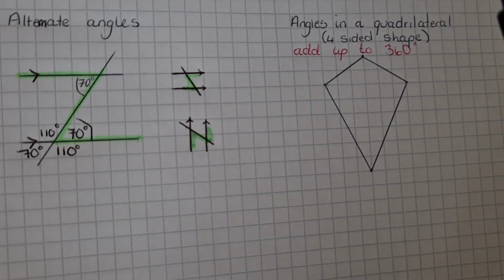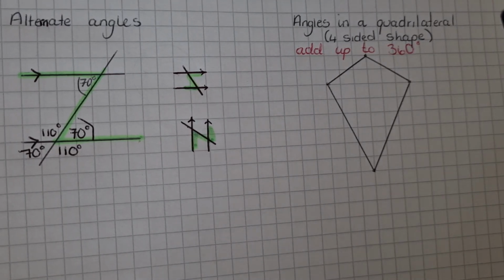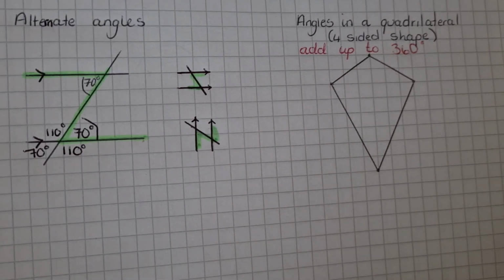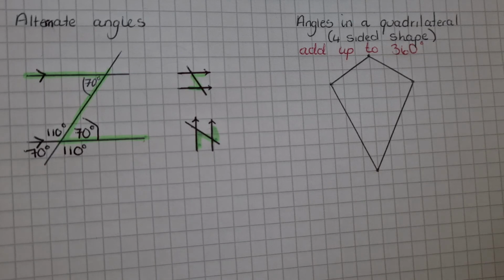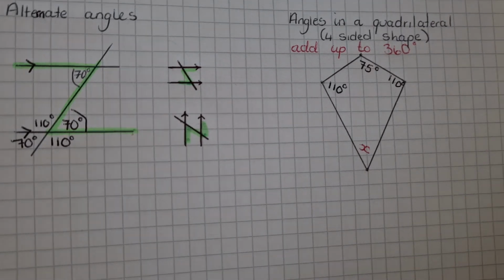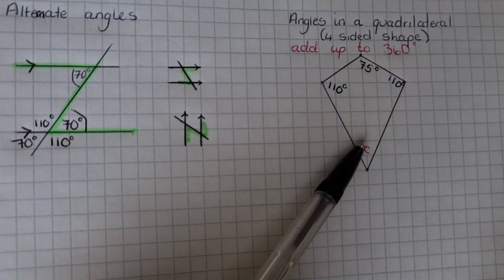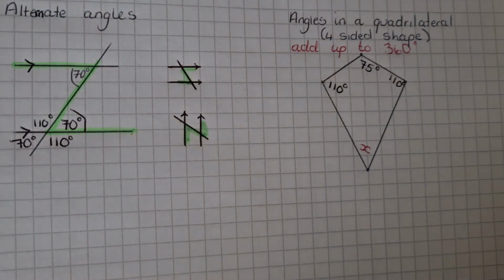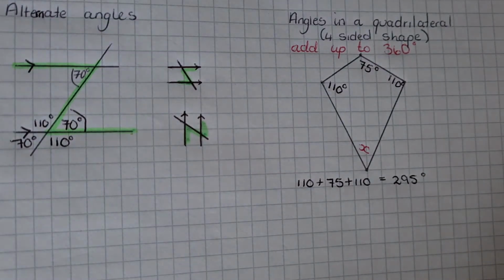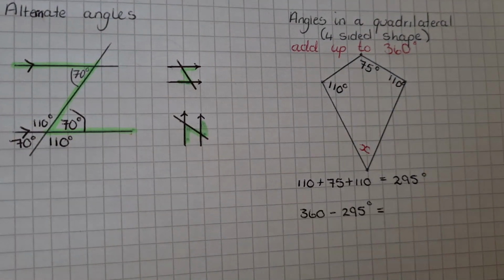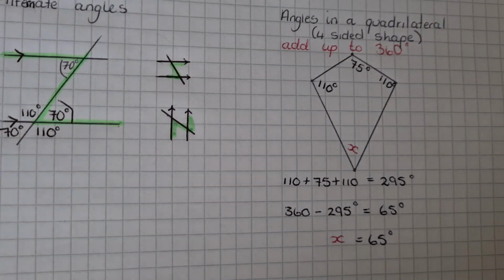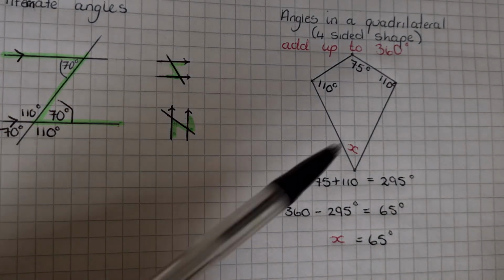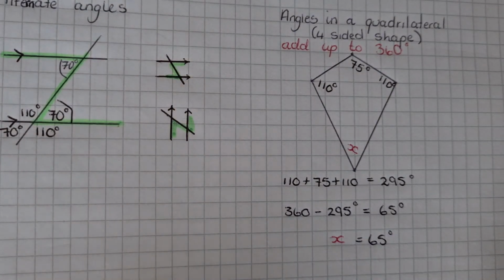So if we know three of the angles, we can add them together and subtract them from 360 to find a missing angle. So if, for example, we wanted to work out x, we would add these angles together and then subtract the answer from 360. So adding them together gives us 295 degrees, then 360 take away 295 is 65 degrees. So the missing angle x is 65 degrees.